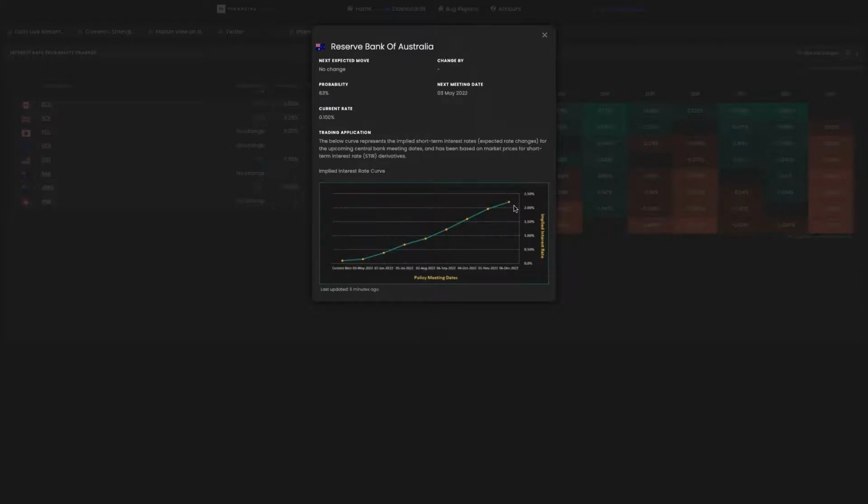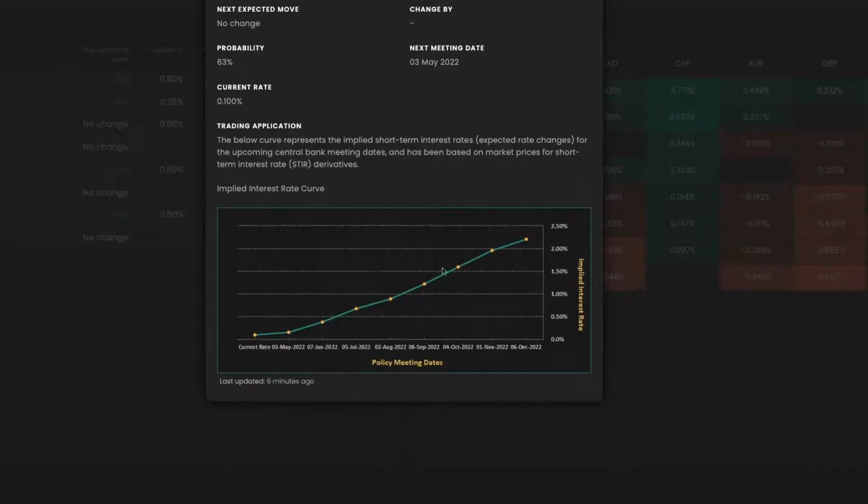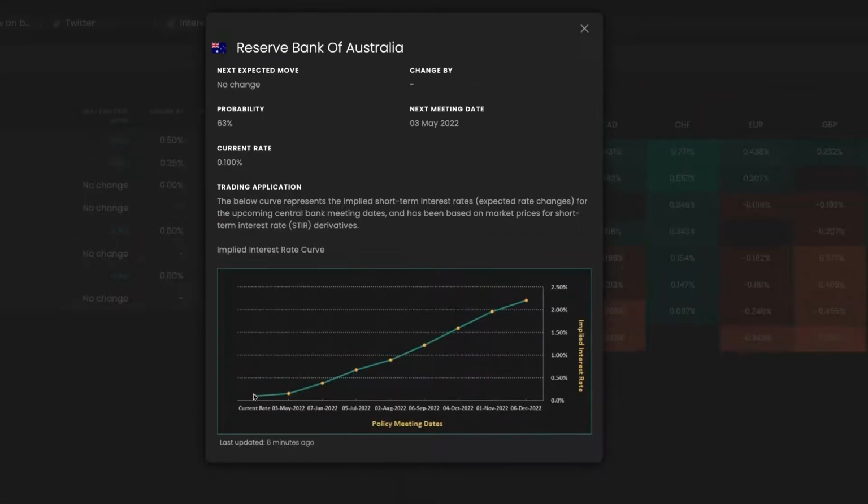Now, if you look here, this is the implied interest rate curve. They're expecting interest rates to rise from the current rate of 0.1% all the way up to over 2% by the end of this year. I'll just make that a little bit clearer so you can see it. That's a very steep curve, but the Reserve Bank of Australia still hasn't said that they'll hike rates once this year. But for those of us who've been following this, the Australian government is expected to hike rates and have been for some time.